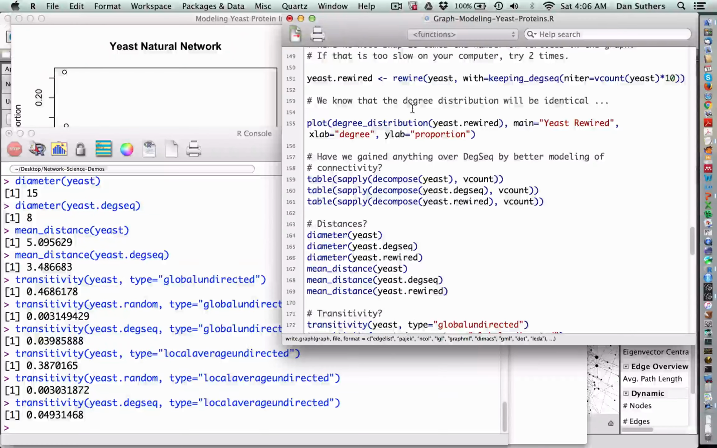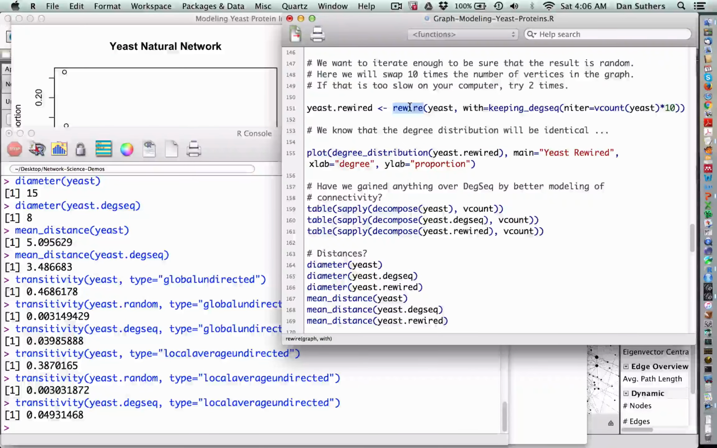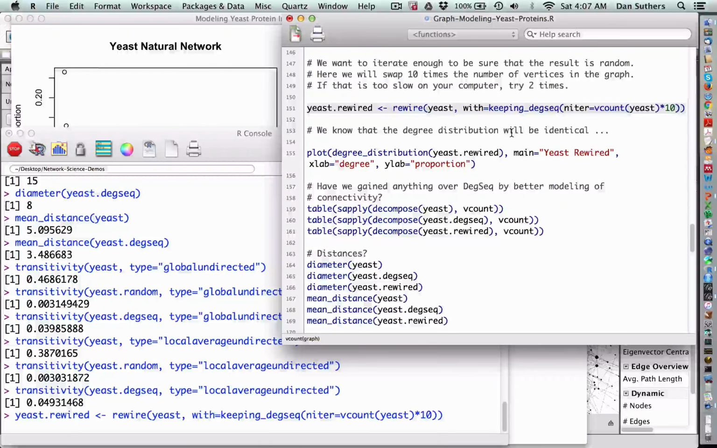So we're going to use this rewire method. We're going to rewire the graph with the constraint of keeping the degree sequence, and we're going to do it enough times to make it really random. I'm going to do it 10 times the number of vertices, and this will take a little while. If your computer is slow, you should maybe drop that number down a bit or go make a sandwich.